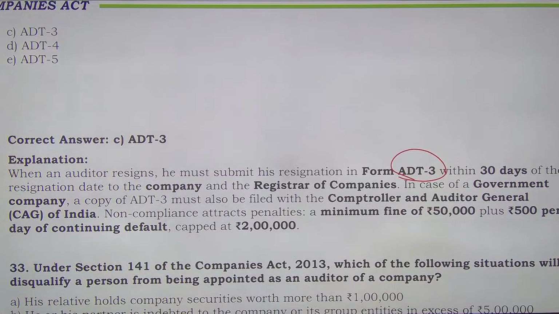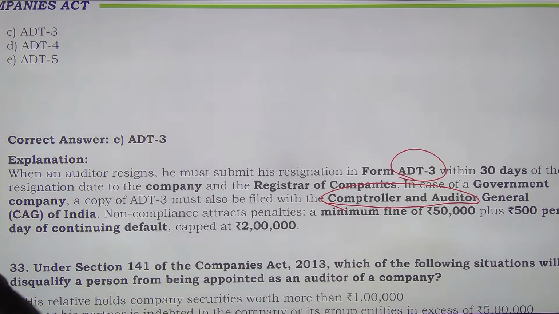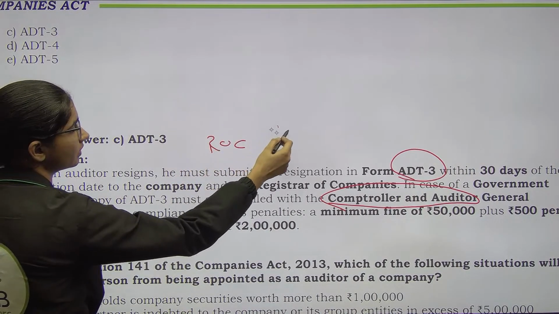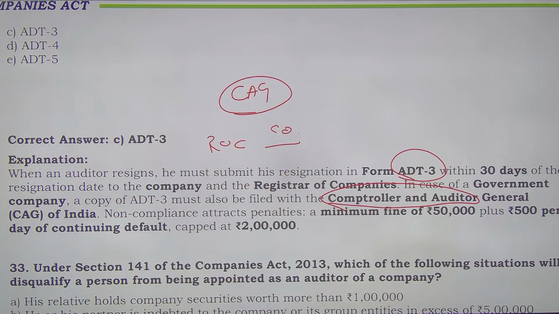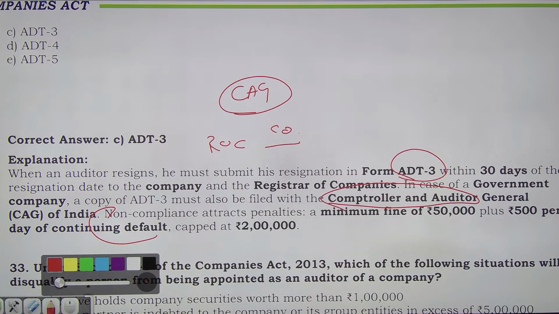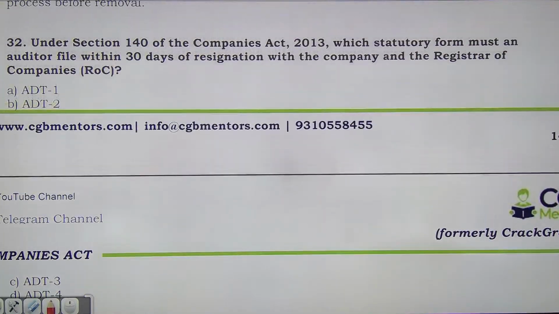In case of government company you have to inform the CAG also. Okay, in case of other company you just have to inform whom? The ROC and the company. In case of government company CAG is also included. Okay, also if there is any non-compliance for this section, what will happen is you have to pay what? You have to pay the fine also. So if section number 140 is not complied with, then you have to pay a certain amount of fine also, that has been mentioned here in the explanation.